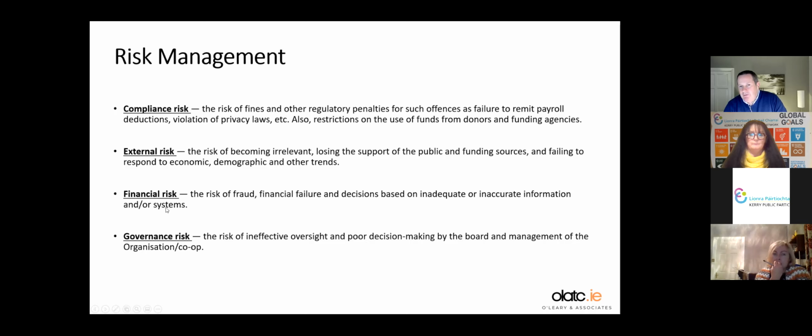Financial risk, again, fraud is the big extreme. Financial failure, bad decisions being made, or just inaccurate information systems. Some organizations don't have skilled administrators involved. They don't have good accountants monitoring them or putting good systems and procedures in place. And financially, they're a mess. Right? There's bad record keeping, bad bookkeeping.